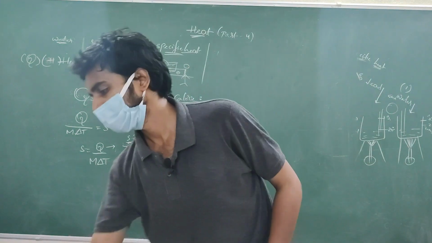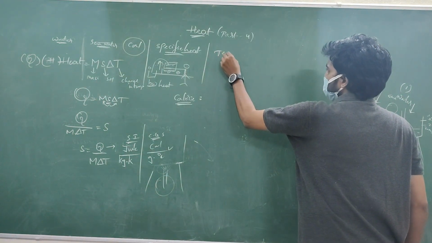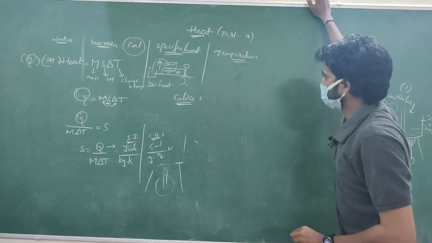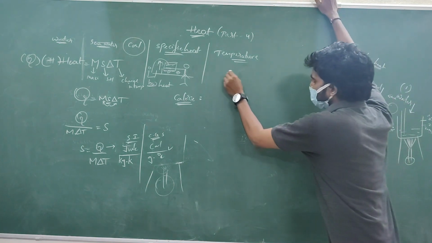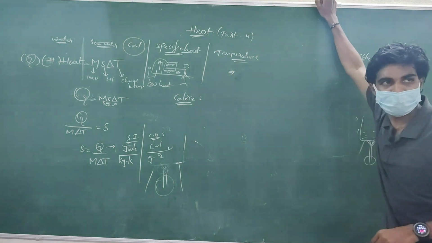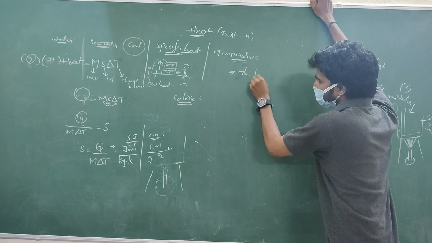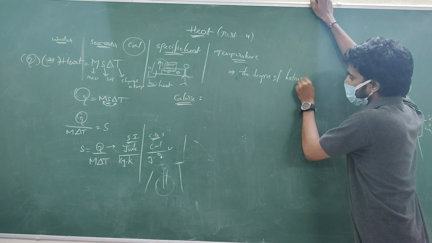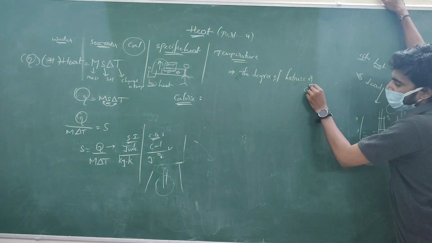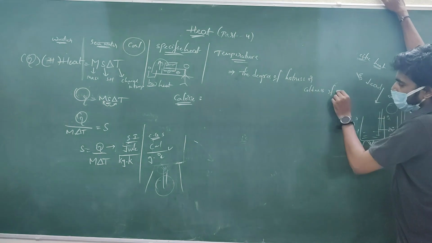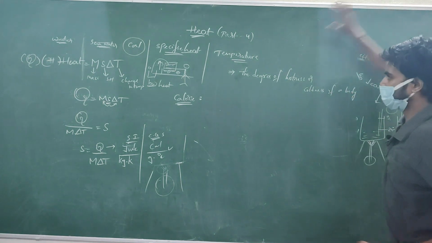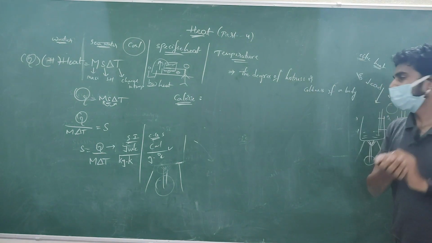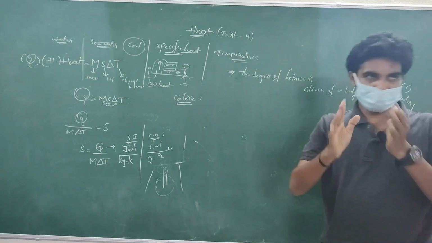Let me tell you. Firstly, we will take temperature, right. I think we discussed temperature in part 2. So temperature is nothing but the degree of hotness or coldness of a body, which is called temperature, okay. Here temperature means the degree of hotness or coldness of a body. I think we discussed it, right.